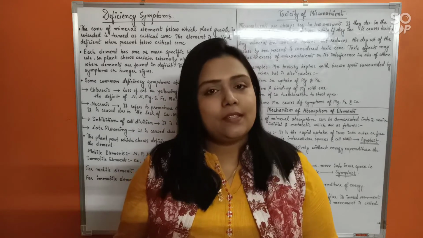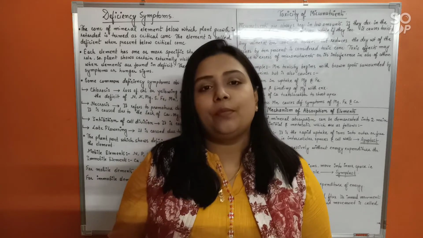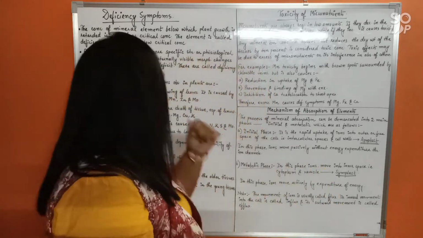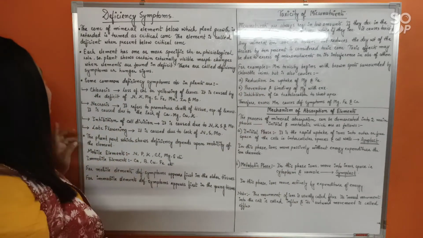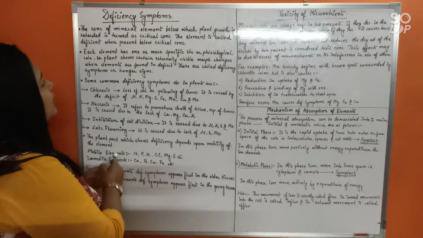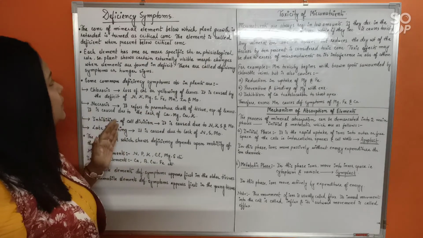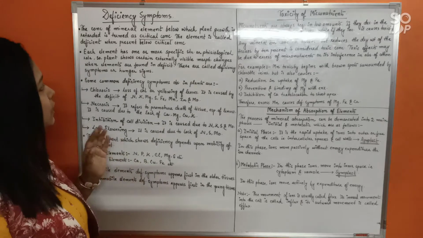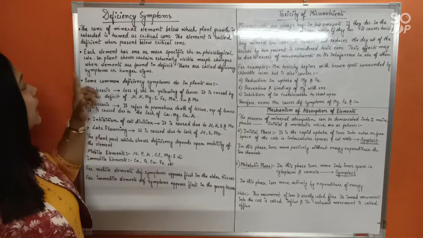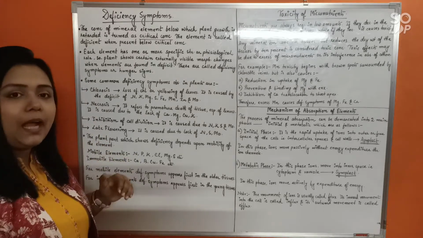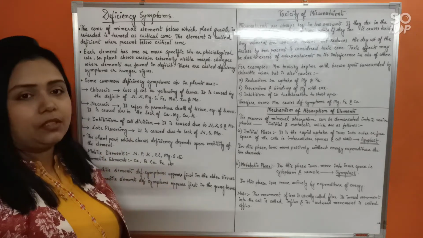Okay, so let us discuss in detail today the various deficiency symptoms that can be observed in a plant body due to the lack of mineral elements. So see here, the concentration of mineral elements below which plant growth is retarded is termed as critical concentration. The element is called deficient when present below the critical concentration. So that's a very important terminology under this topic that you must remember. The concentration of a mineral element below which a plant will show deficiency symptoms is referred to as the critical concentration of that element.